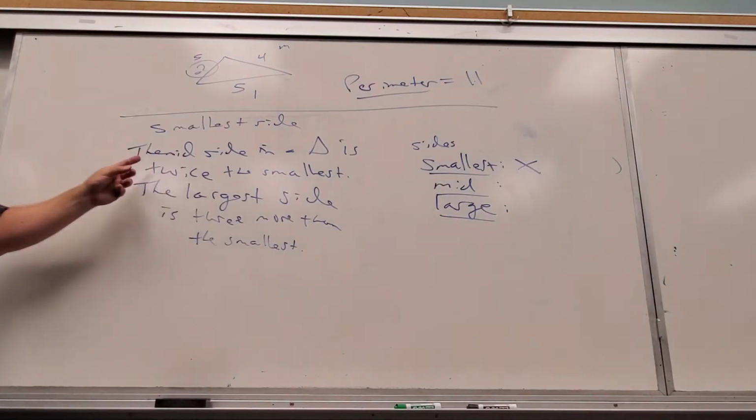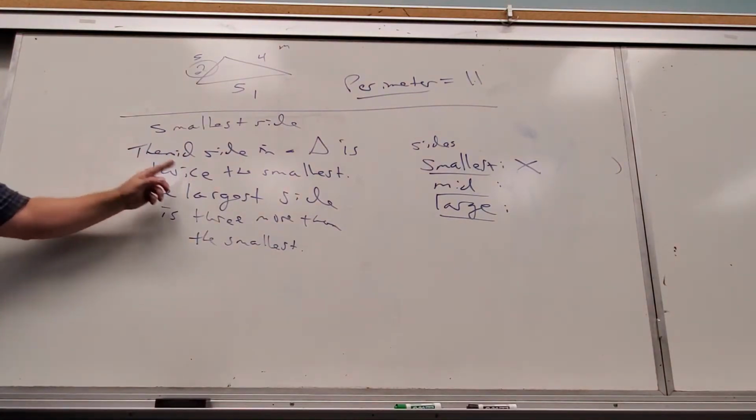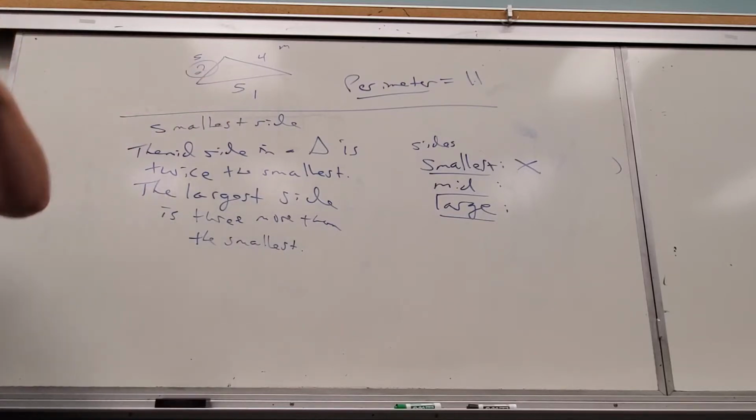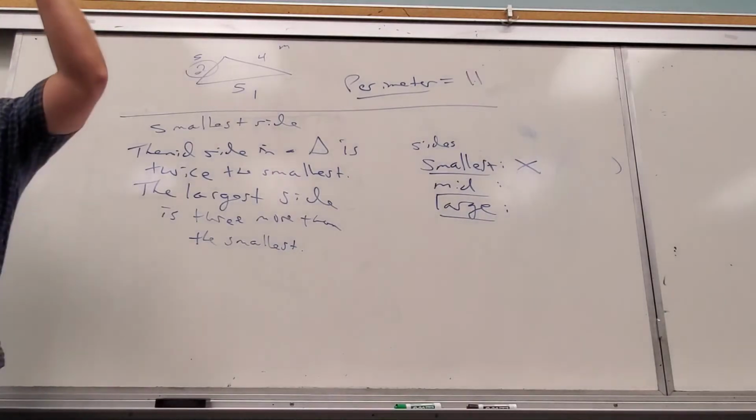What's it say about the middle side now? 2 times X. It's twice that. And now that I've given it a math name, I can do math to it and give the other things names. So almost the most important step in a word problem is who is just X. Because then you build everybody else.